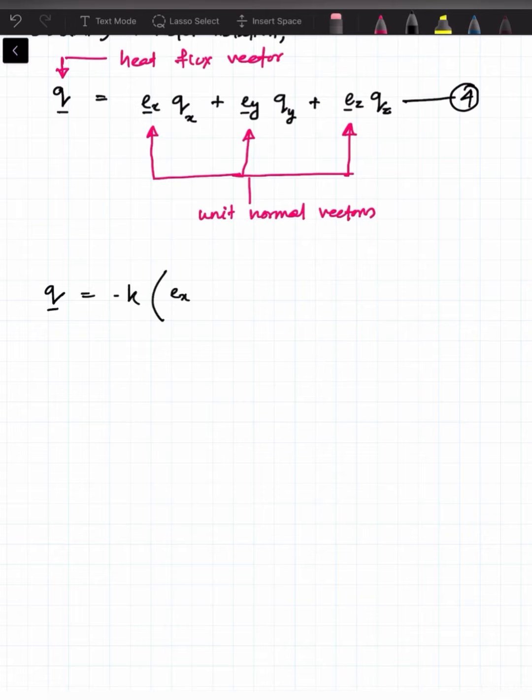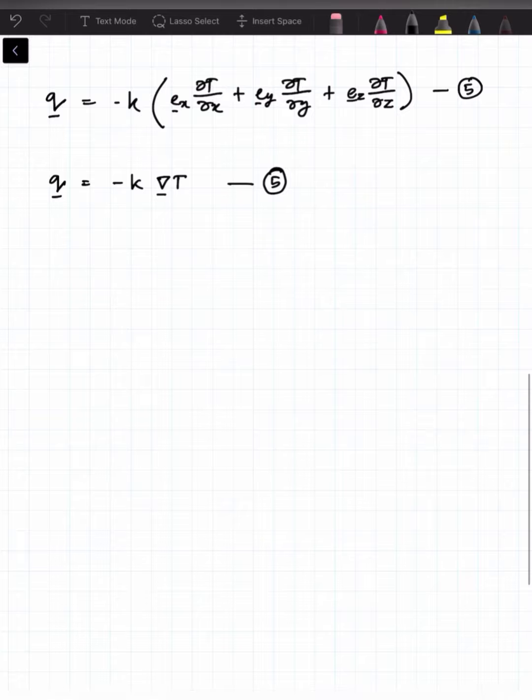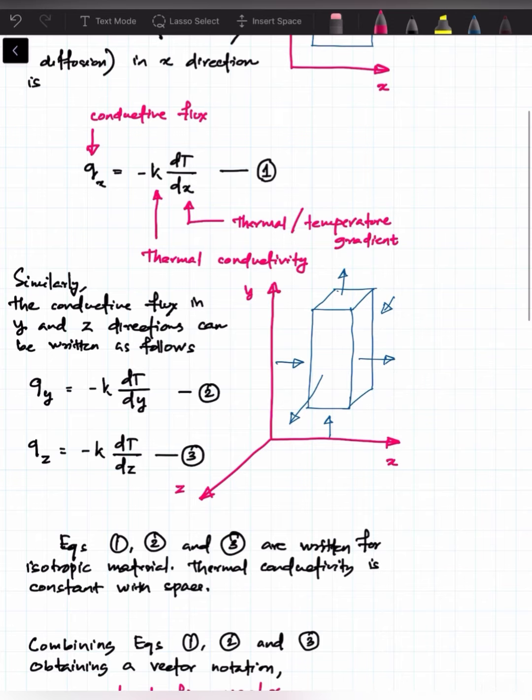Now if you want to substitute qx, qy and qz here, we can write minus k times ex dT/dx plus ey dT/dy plus ez dT/dz. Let us number this equation as equation number 5, and then we'll get q equals minus k del T. Here I have put a bar below del because that is a vector operator. It's very interesting though. If you want to know more about that, I can discuss.